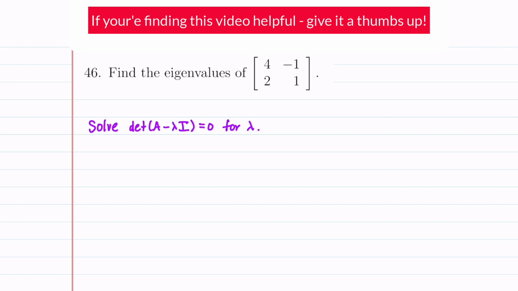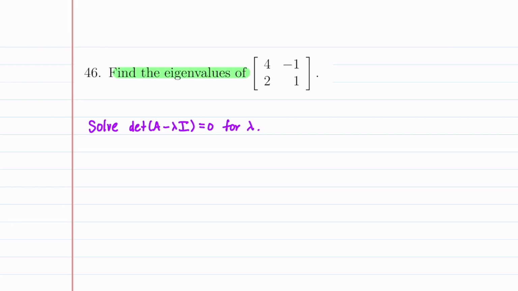In this question, we're asked to find the eigenvalues of this given matrix, and it's a 2 by 2 matrix. We're going to solve this problem by solving the equation determinant of A minus lambda I is equal to 0 for lambda. And then lambda is going to be our eigenvalues.